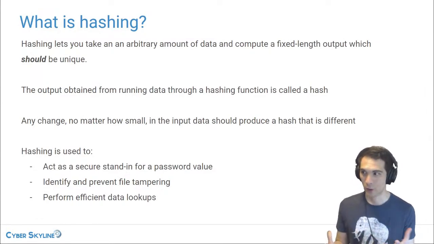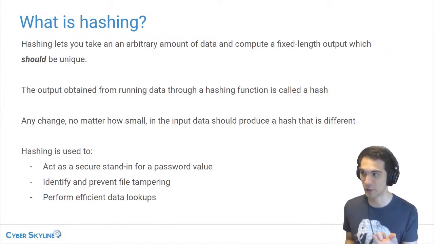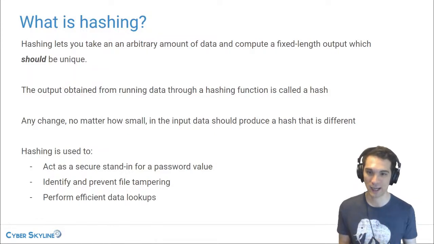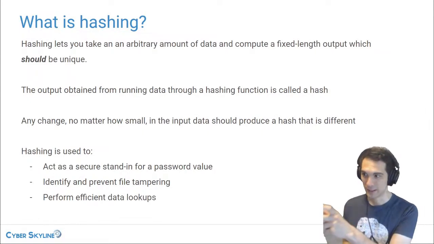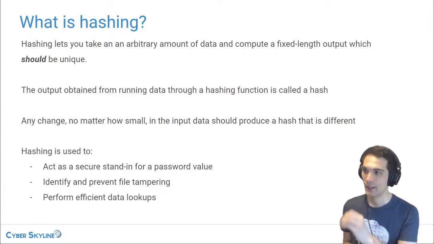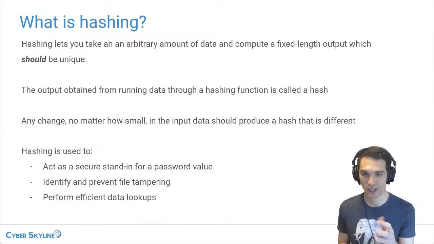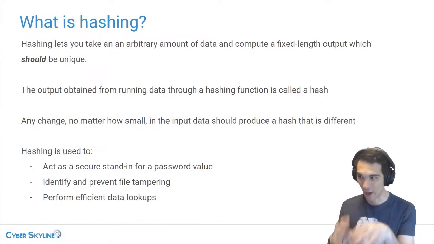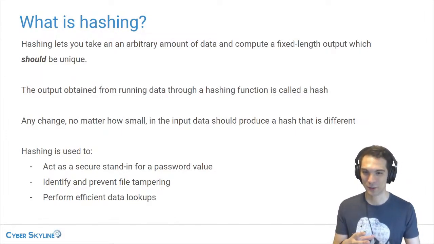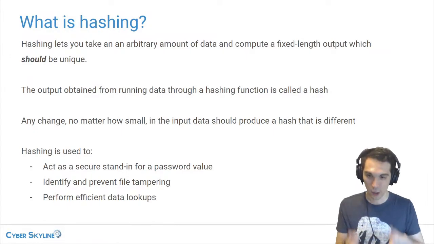It's also used for our topic for today, to identify and prevent file tampering. You can hash a file and get a fixed string of characters that represents that file. If any small change is made to that file, you should get a very different hash. Just like with passwords, where a password goes through the hashing function and generates a hash that you then compare, you put the file through the hashing function and compare the hash it generates with whatever hash you might have on record. So to prevent file tampering, you have to generate a hash of the original file.